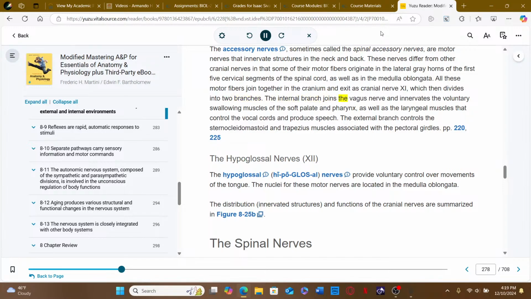The internal branch joins the vagus nerve and innervates the voluntary swallowing muscles of the soft palate and pharynx, as well as the laryngeal muscles that control the vocal cords and produce speech. The external branch controls the sternocleidomastoid and trapezius muscles associated with the pectoral girdles.